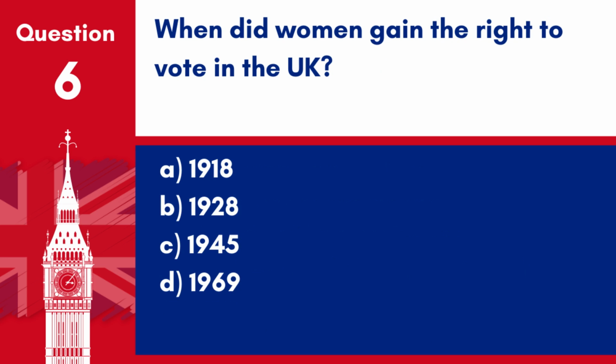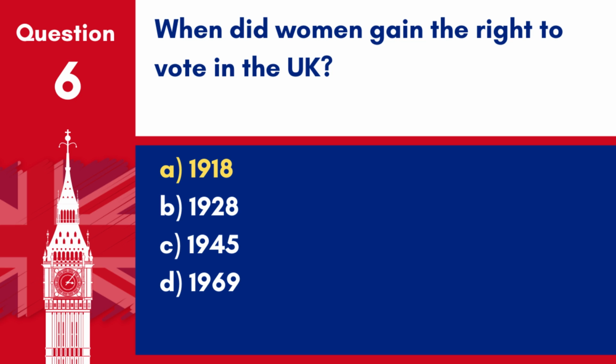Question 6. When did women gain the right to vote in the UK? A. 1918. B. 1928. C. 1945. D. 1969.